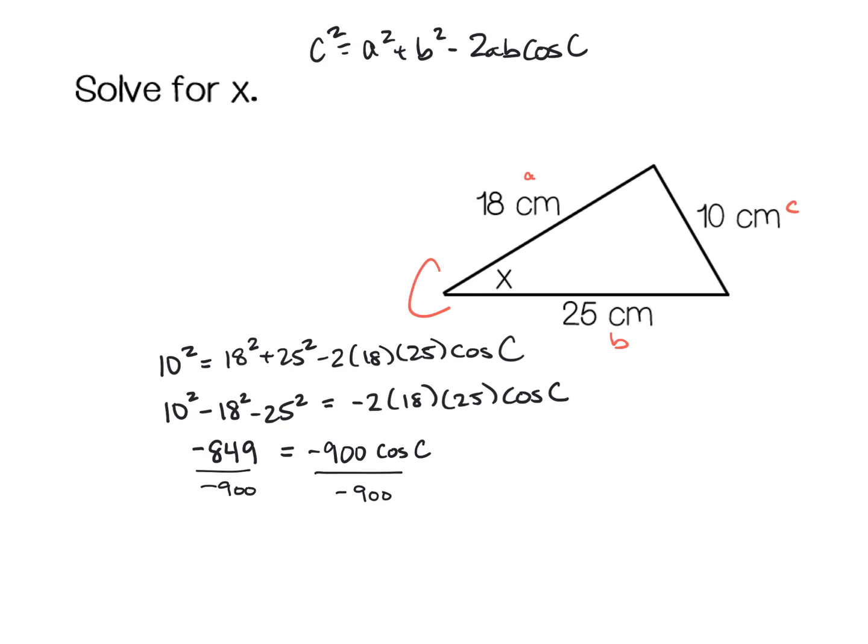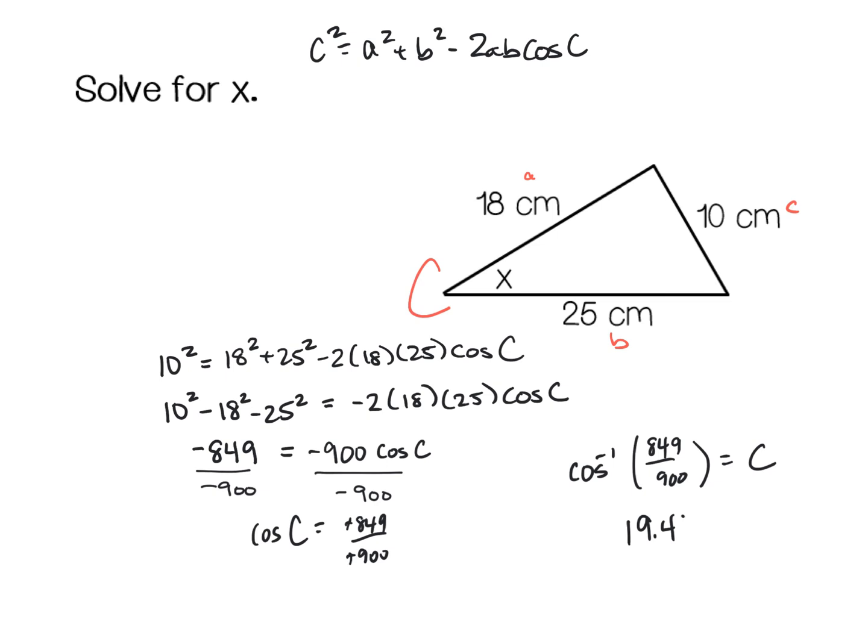So what I'm left with is the cosine of C is equal to negative 849 over negative 900. Now, negative divided by negative is a positive, so really you could just write that as 849 over 900. But because we're solving for an angle, remember that means I want the inverse cosine of 849 over 900. That is the measure of angle C. So I need to press second cosine, then 849 divided by 900, and you should get about 19.4 degrees.